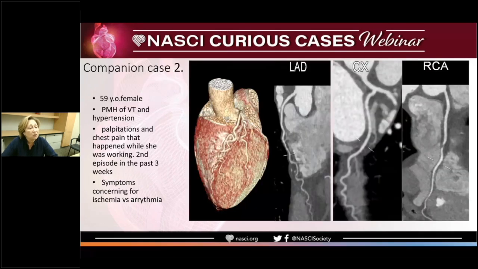So the other case that I wanted to show you is also a middle-aged female. She's 59 years old, and she came as an outpatient with a history of VT and hypertension. She's got some palpitations, some chest pain, and while she was working, she had a couple of episodes, and symptoms were concerning for ischemia or arrhythmia. So she was sent for a coronary CTA as an outpatient. Looking at that case, you can see. So if someone wants to take it, please do. I'm happy to hear what you guys have to say.